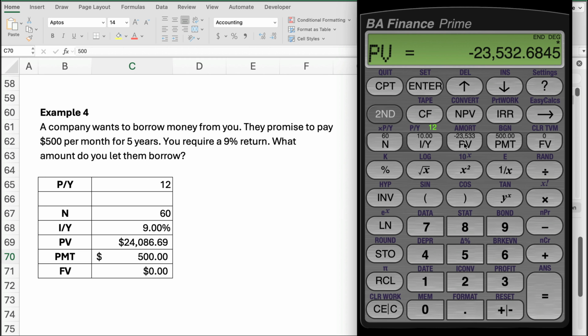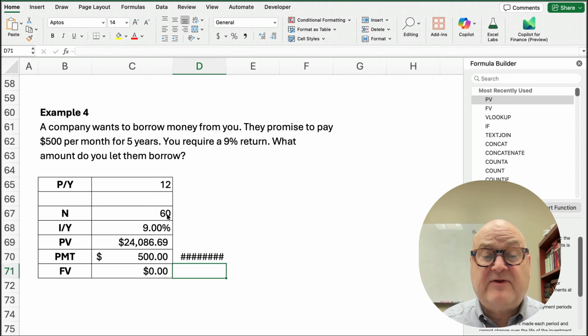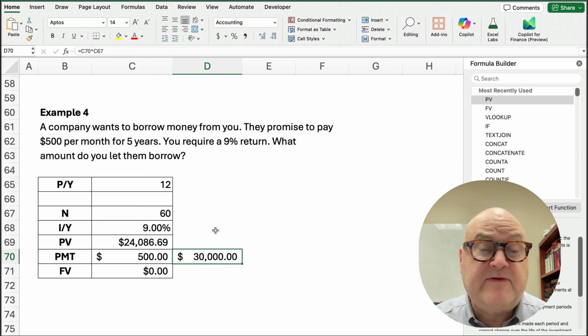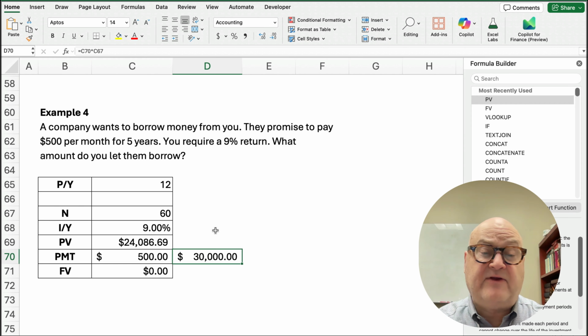Now, under this scenario, here's what you think about. They're making $500 payments times 60, so they're making a total of $30,000 in payments, right? And if you let them borrow $24,000, then you're getting about $6,000 interest over the 5 years.